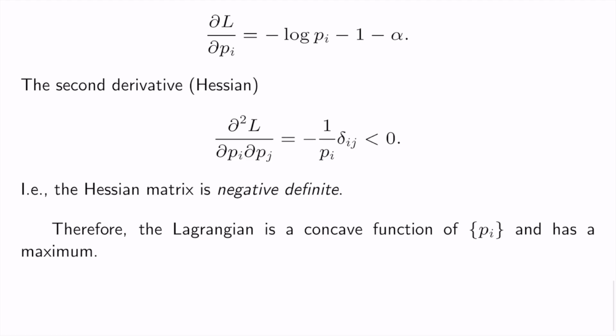That means the Lagrangian function is a concave function. A concave function looks like this. So when the first derivative is 0, then it takes a maximum value. Therefore, the result we have got indeed gives the maximum point of the entropy with the constraint that the probability distribution is normalized.